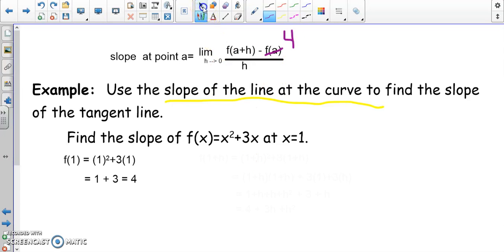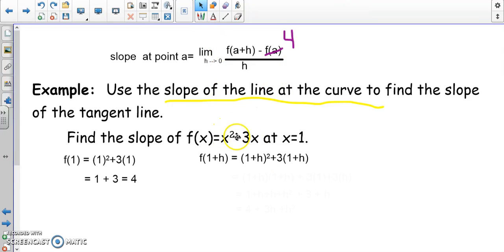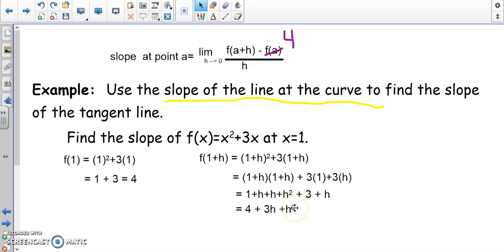And then we have to do the same thing with 1 plus h. Now here we have to square 1 plus h. That's one thing we're going to distribute, and then we're going to have to distribute the 3. So 1 plus h times 1 plus h, plus 3 times 1, 3 times h. Let's do this in parts. This is 1 plus h times 1 plus h. You FOIL it. 1 times 1 is 1, 1 times h is h, h times 1 is h, and h times h is h squared, plus 3 plus 3h. And you can combine your like terms. You have 1 and 3, that makes 4, and you have 3 h's, and then you have an h squared.